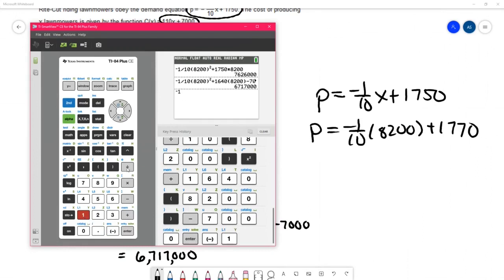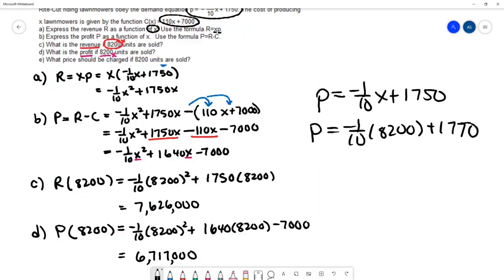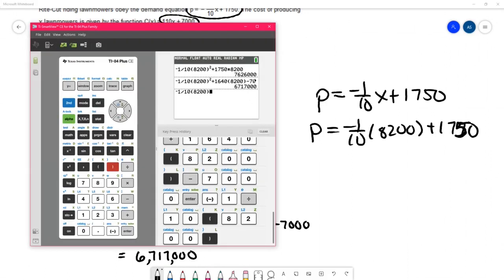We're at negative 1/10 times 8,200. And this is a 50, not a 70. So then plus 1,750. So we should set the price for the riding lawnmower at $930.